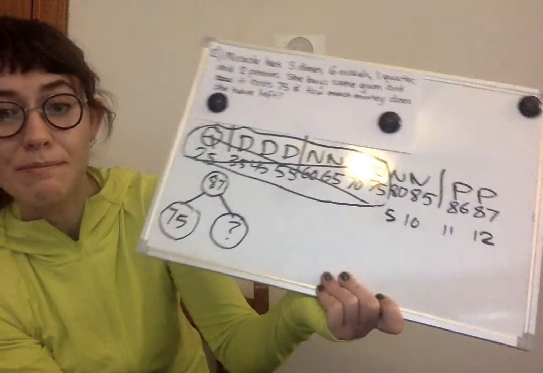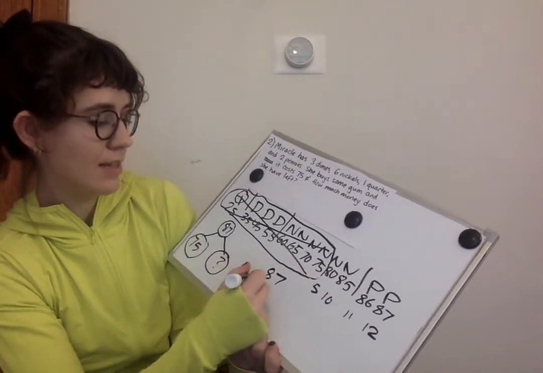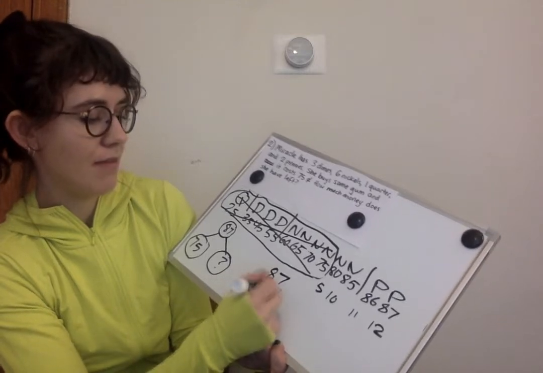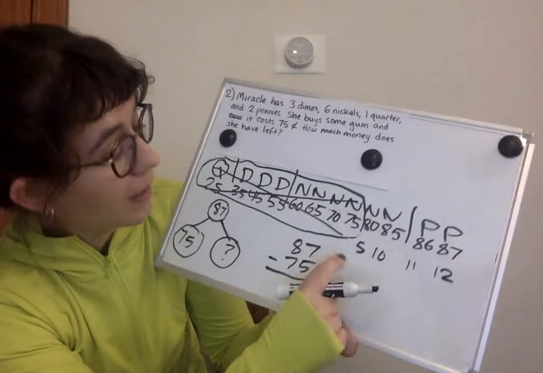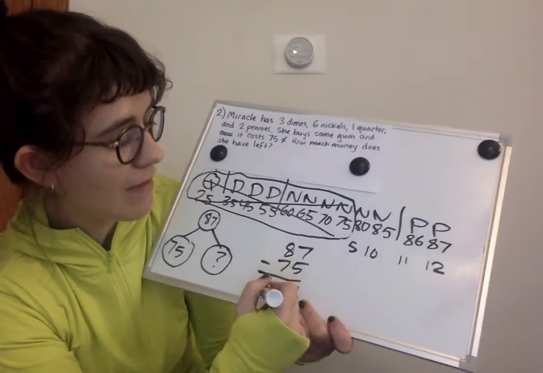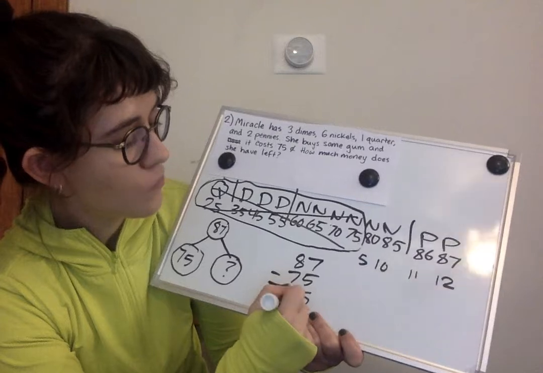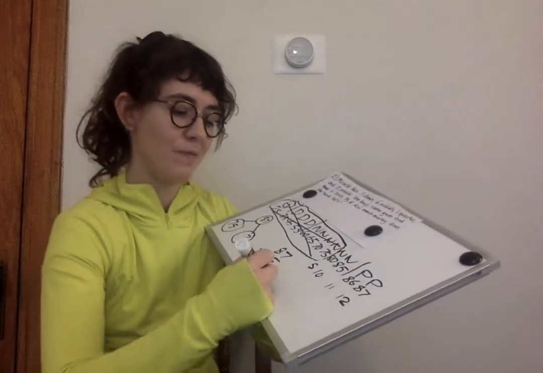Let's see if we get the same thing when we subtract. I've got 87 minus 75. All right, I'm starting in the ones place. There's more on the top. No need to stop. 7 minus 5 is 2, and 8 minus 7 is 1. Oh my goodness, she has 12 cents left over.